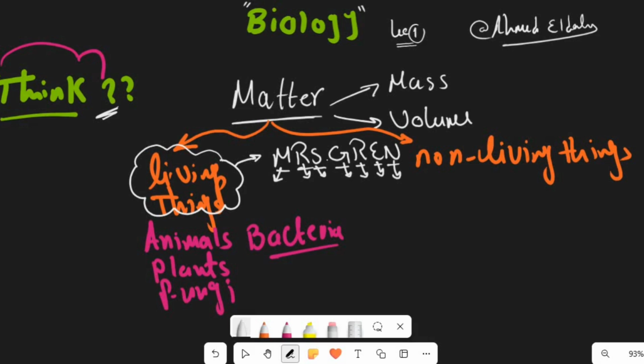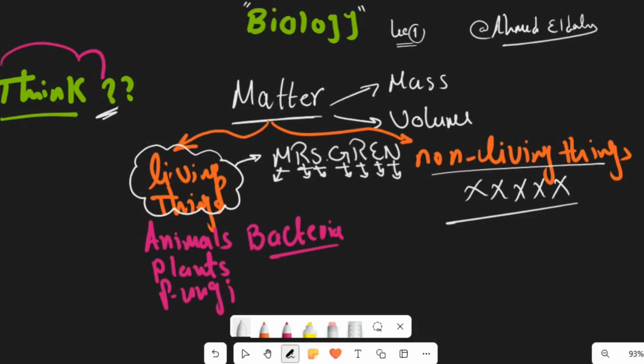Now with non-living things. Non-living things have none of those properties. They cannot move, they cannot reproduce, they cannot respire, they cannot sense, and all of those properties are not included in the properties of non-living things.